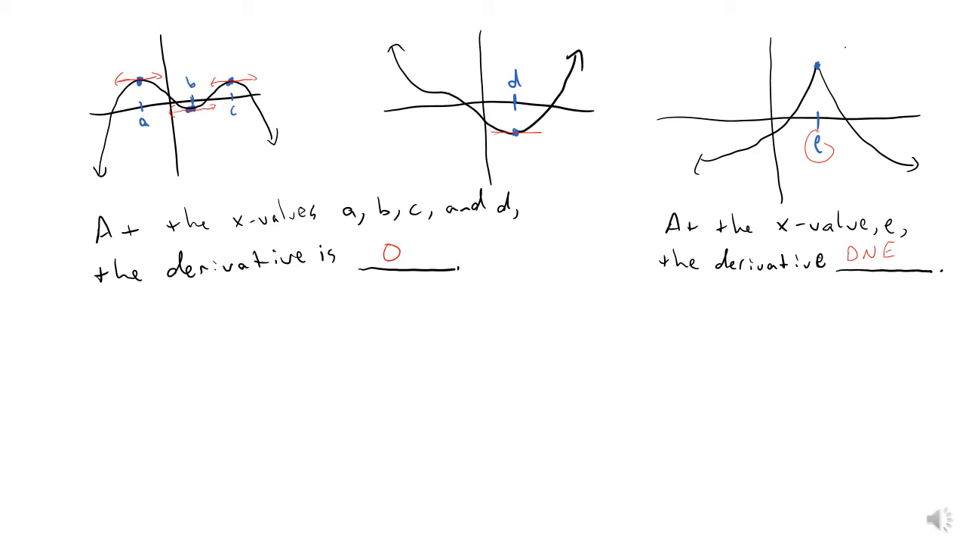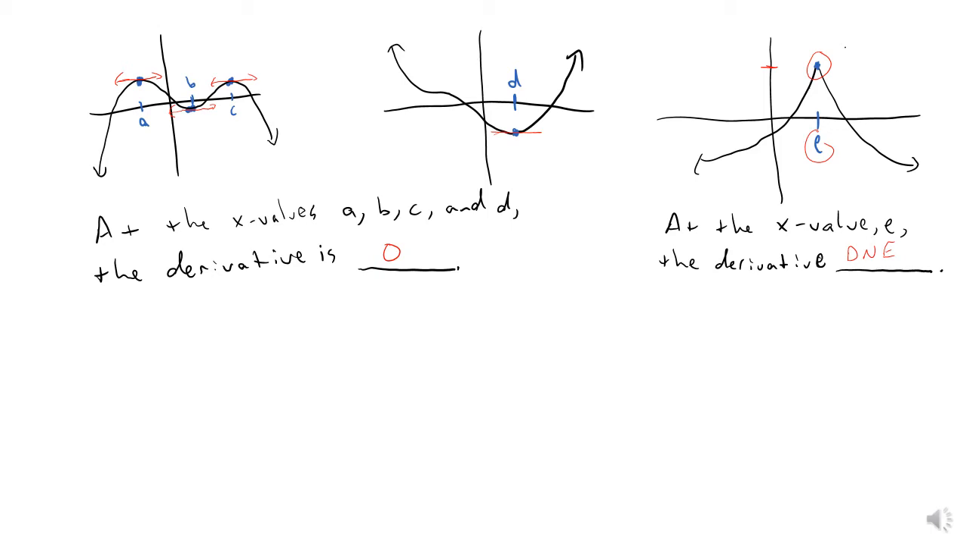And notice this point is an extremum. It's a local max, or we could even say, since it's the highest point on the entire graph, it is the absolute max. Whatever this y value here is would be the absolute max for that function. So we have 2 different things happening that could lead to extrema.